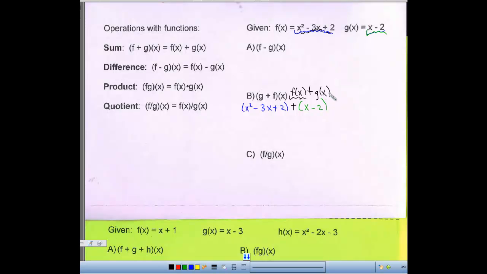Now let's get rid of anything in parentheses. Since these are both positive on the outside, they just come out of the parentheses. And now we combine like terms. I only have one x squared. So this will be x squared. Have a negative 3x and a positive x. So negative 3 plus 1x is negative 2x. And we have a positive 2 and a negative 2, which is 0. So x squared minus 2x is the answer.